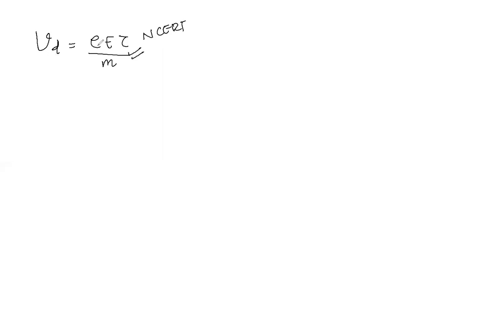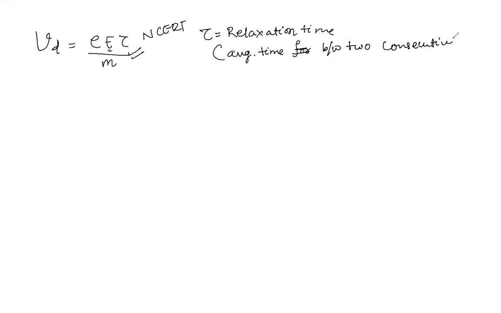So in drift velocity, e is the charge, capital E is the electric field, and tau is the relaxation time. And what is tau? Tau is the relaxation time. Let me write it down. What is the relaxation time? It is the average time between two consecutive collisions of an electron. Average time taken by electron.